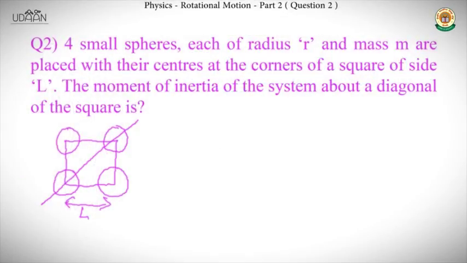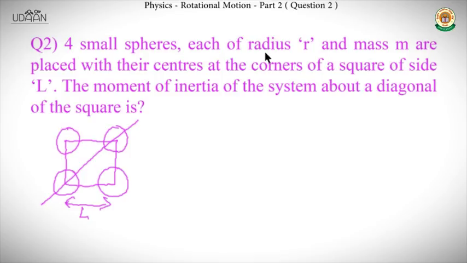Moving on to question number 2. 4 small spheres, each of radius r and mass m, are placed with their centers at the corners of a square of side L. The moment of inertia of the system about a diagonal of the square is. Let's see the solution to this question.